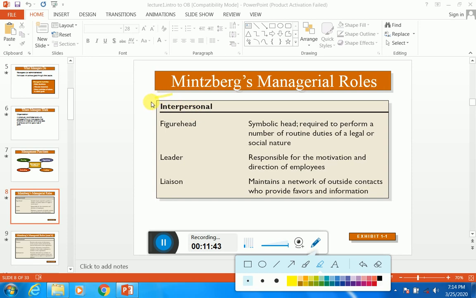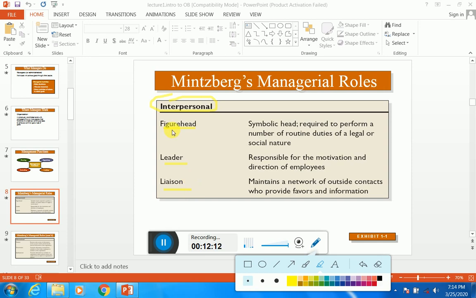Here, interpersonal. Look at here, inter and personal. Interpersonal means connections interlinked between the people. So management, that role of managers which create interlink among or between the people. Now interpersonal role was divided, categorized into three sub roles. Number one, figurehead. Number two, leader, and number three, liaison.